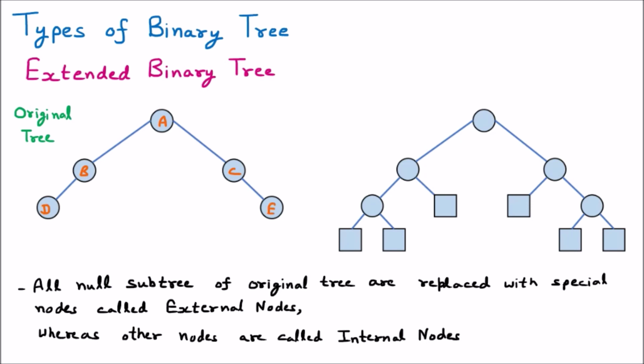Now the definition says that all null subtrees of the original tree are replaced with special nodes. So here we are going to find the null subtrees. If you talk about B, at B there is a null subtree available. At the C side there is a null subtree. At D also there is a null subtree in this way. At E there is also a null subtree. So these null subtrees are replaced with special nodes. These are called the external nodes.